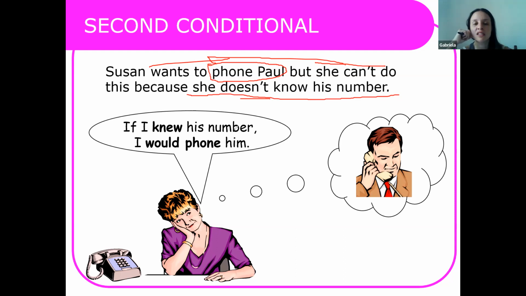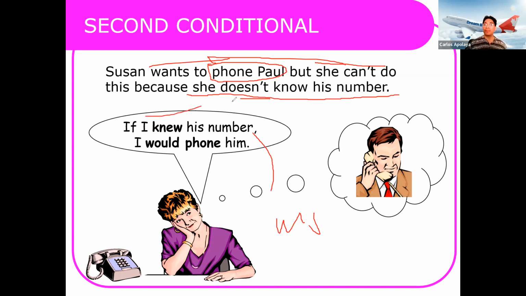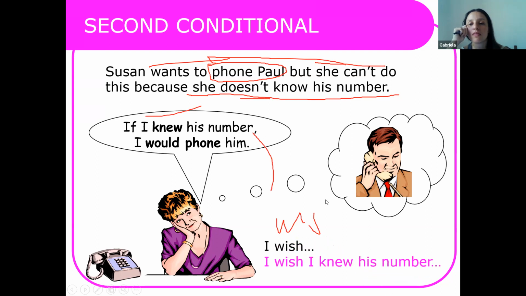Okay. Make a sentence by using wish. ¿Cómo sería con wish? I wish I know. No. I wish I knew his number. I wish I knew his number to call him. I wish I knew his number to make a call. You see?